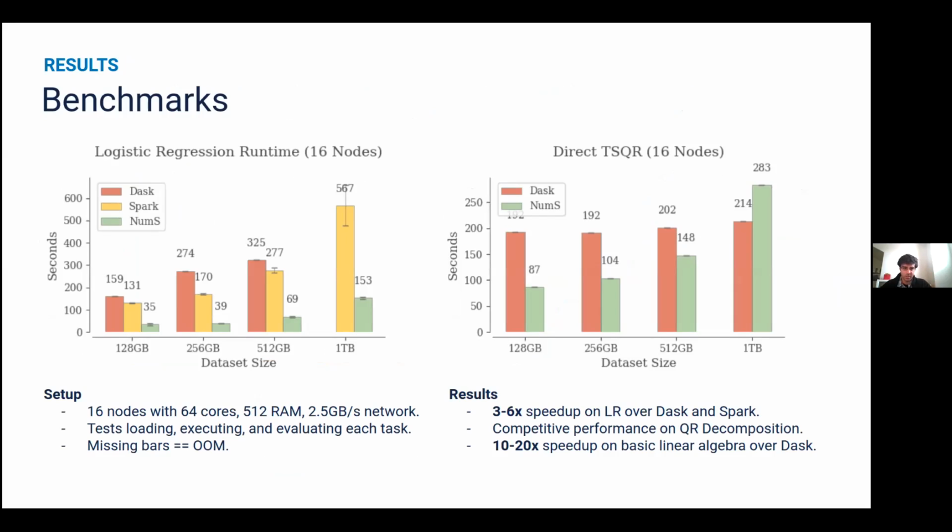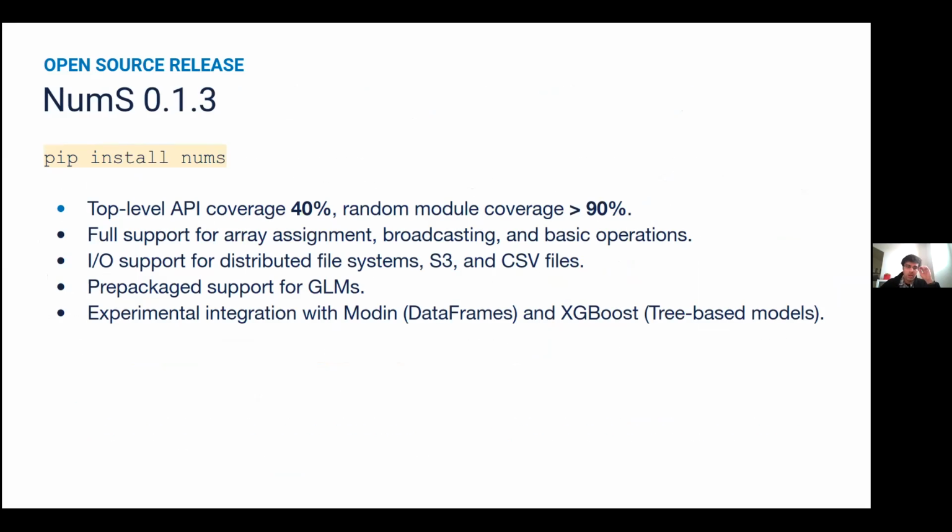And then we achieve really good benchmarks. We achieve something about 3 to 6x speed up over Dask and Spark on the logistic regression problem using the Newton method, and a 10 to 20x speed up on basic linear algebra operations over Dask. Dask is another system that does something similar to NumS, but it's built on a completely different distributed system. All right, so there's an open source project you can check out.